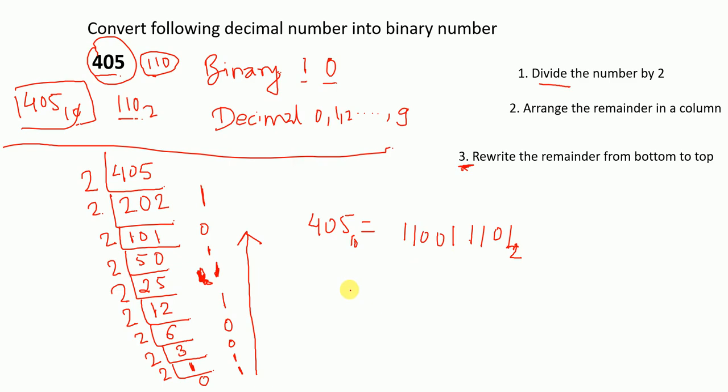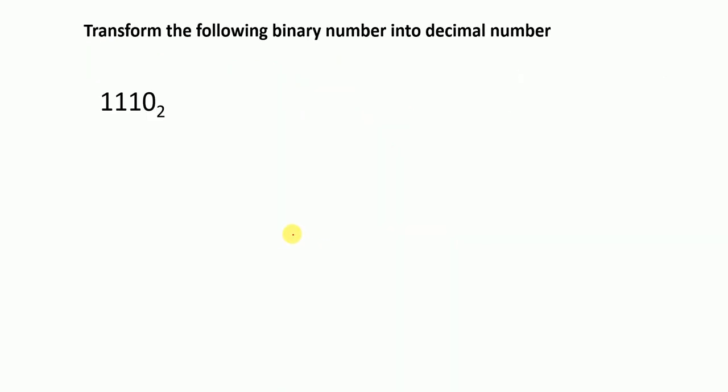Now we are done with how to convert a decimal number into a binary number. Now we will move to how to convert a binary number into a decimal number. This is the binary number that has been given to us, and how to convert it into a decimal number? As you know, a binary number has only 2 digits, 1 and 0, and the base is 2.